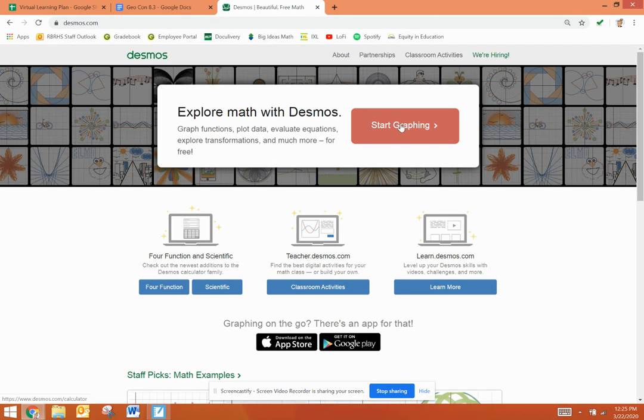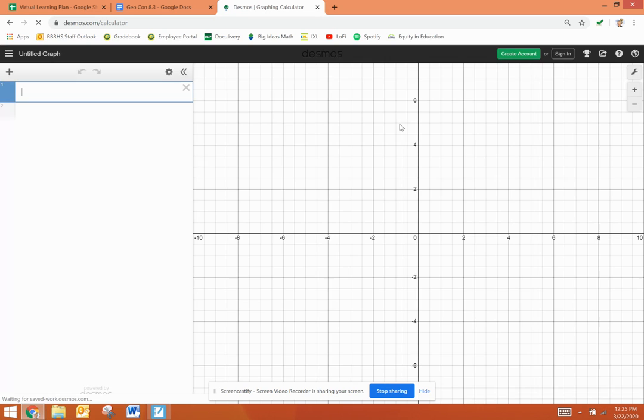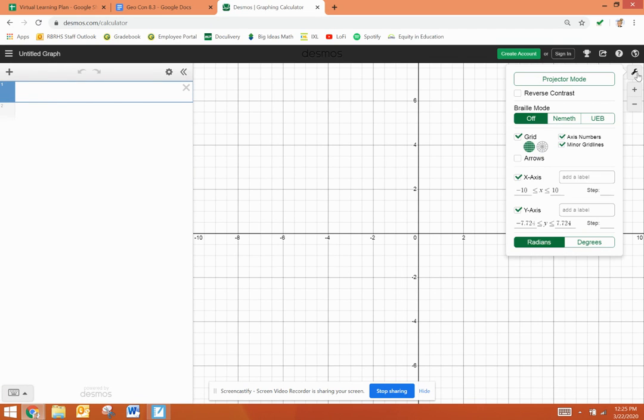I'll just click start graphing. And now I'm here. So I'm going to click settings and make sure that I'm in degree mode. Radians is just another way that we measure angles. That's not what we're talking about when we have triangles. We usually talk about degrees. So I'm in degree mode. That came from settings, degrees.